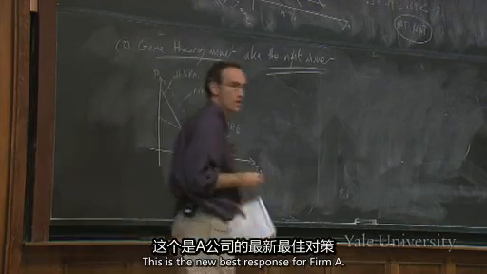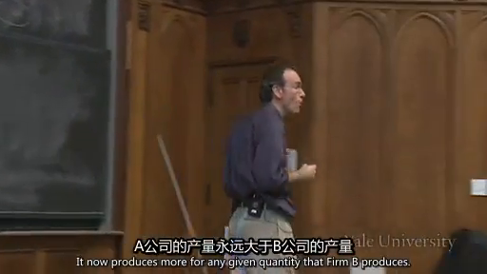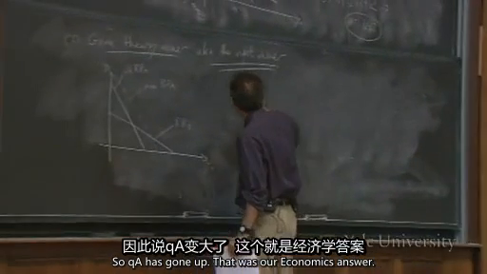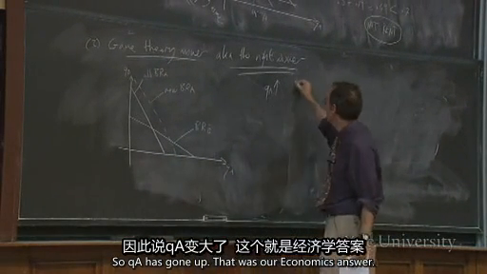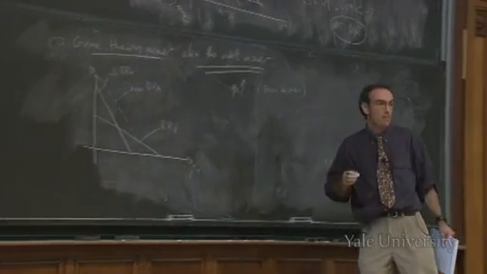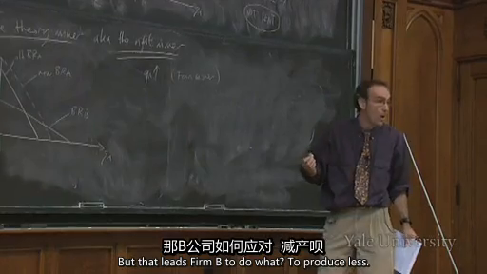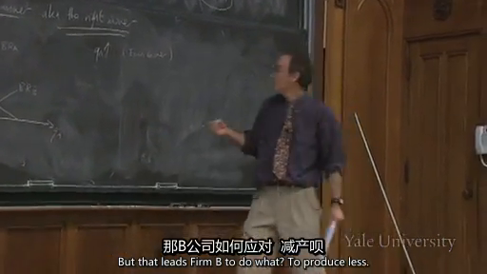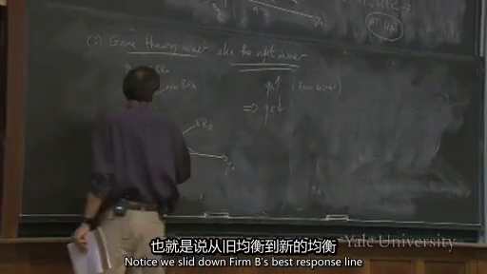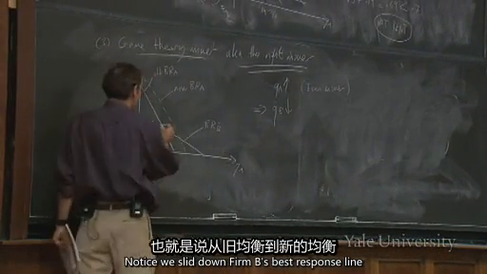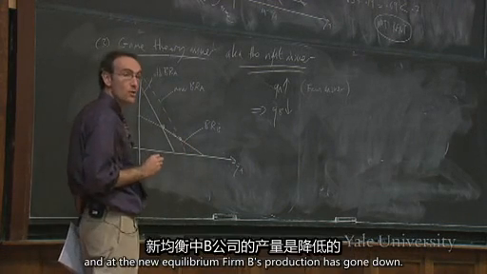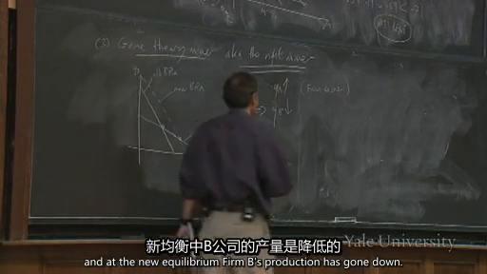This is the new best response of firm A. It shifts to the right. It now produces more for any given quantity that firm B produces. All right? So QA has gone up. That was our economics answer. But that leads firm B to do what? To produce less. That leads to QB producing less. Notice we slid down firm B's best response line from the old equilibrium to the new equilibrium, and at the new equilibrium, firm B's production has gone down.